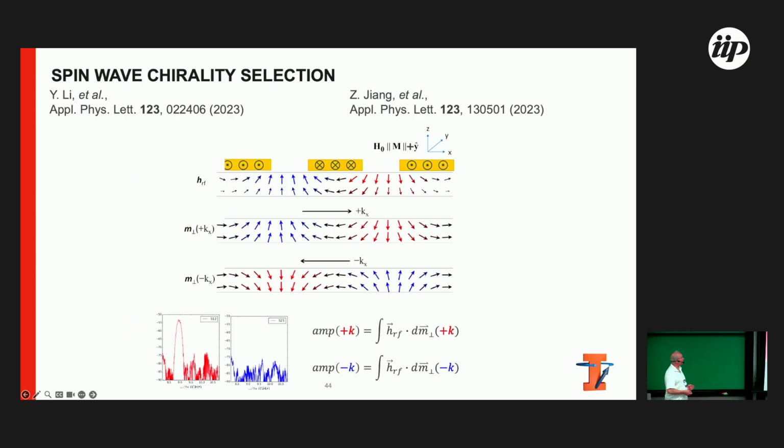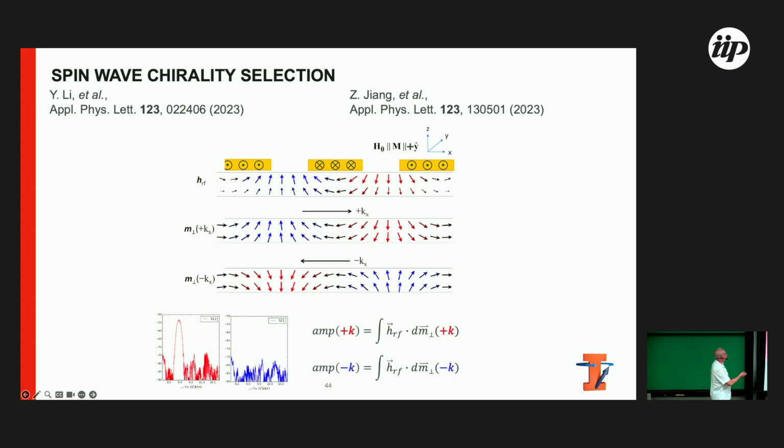So why does this work? Well, the reason is the following. If you look at your antenna, you have current going one way on the signal line, the opposite way in the ground lines. And so it sets up a magnetic field with a well-defined chirality. The chirality is just given by your right-hand rule, Ørsted fields, something that you learn very early on in physics.